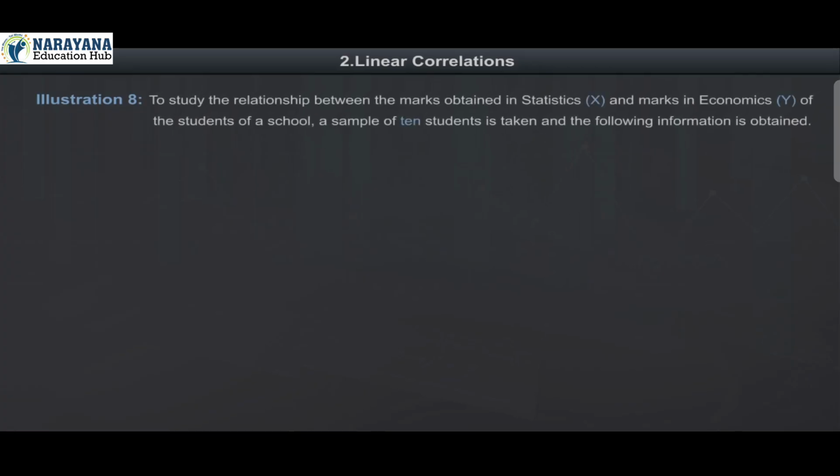Illustration 8. To study the relationship between the marks obtained in statistics X and marks in economics Y of the students of a school, a sample of 10 students is taken and the following information is obtained. Sigma (x minus x bar) into (y minus y bar) is equal to 120. Sigma (x minus x bar) whole square is equal to 80. Sigma (y minus y bar) whole square is equal to 500. Find the value of R.